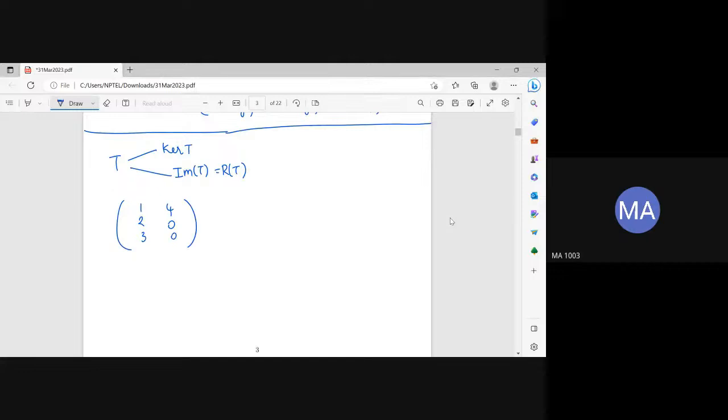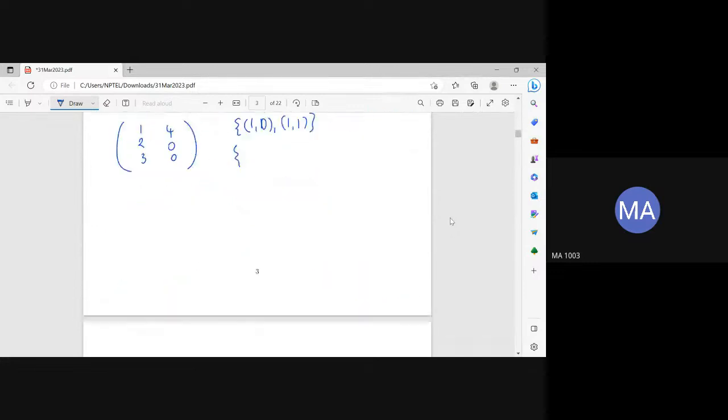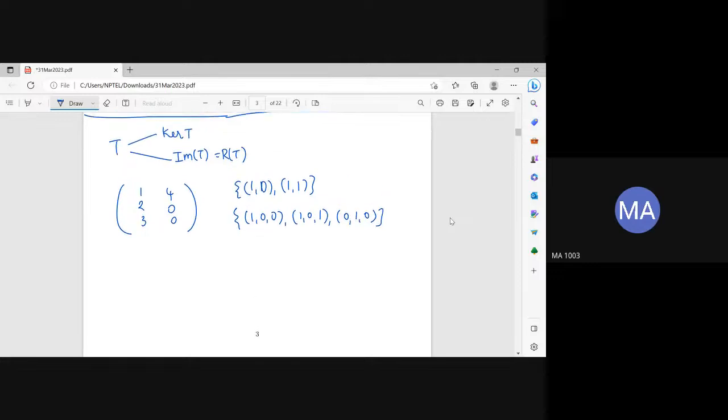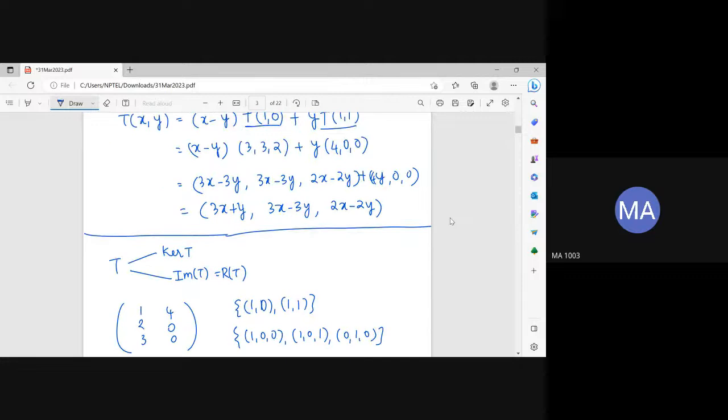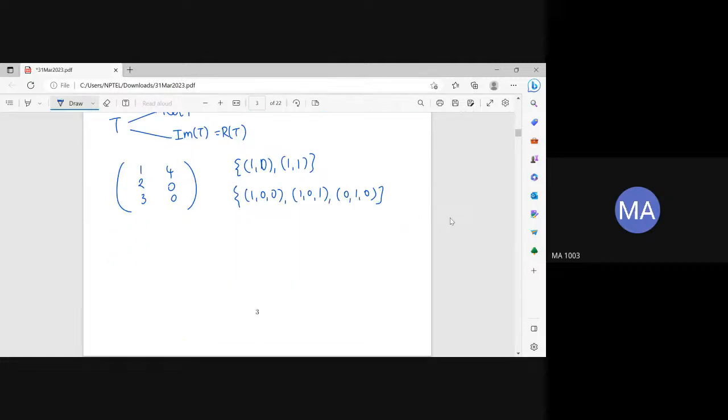Suppose this is the matrix of the linear transformation with respect to the basis 1, 0, 1, 1 and 1, 0, 0, 1, 0, 1 and 0, 1, 0. You can directly find the image of the linear transformation from the matrix. One way is to find the linear transformation like this and then find the range, or you can do it directly from the matrix itself.